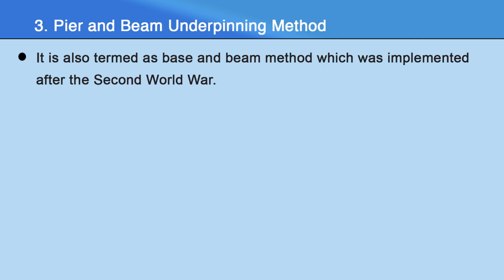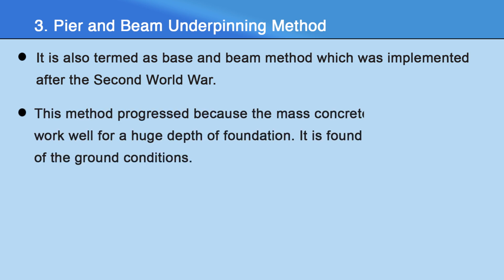Third type of underpinning method, that is the pier and beam underpinning method. It is also termed the base and beam method, which was implemented after the Second World War. This method progressed because the mass concrete method couldn't work well for huge depths of foundation. It is found feasible for most ground conditions.